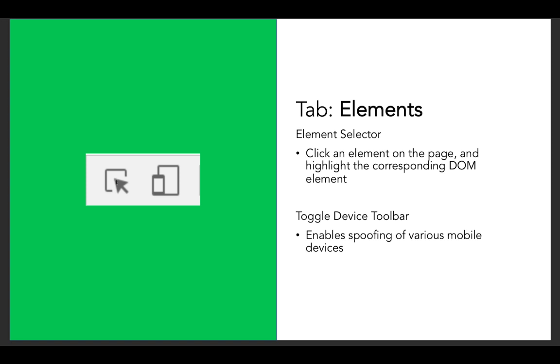I can hover over it and click on it, and it'll take me to that piece in the code in the HTML. And then this one actually lets you do what's called device spoofing. So you can say, I want to see what this would look like on an iPhone, and Chrome will basically do its best to spoof an iPhone for you. I'll show you how it works.